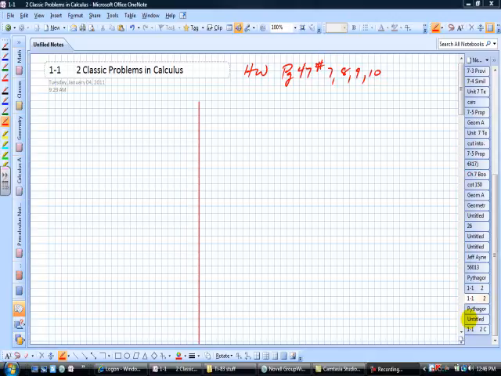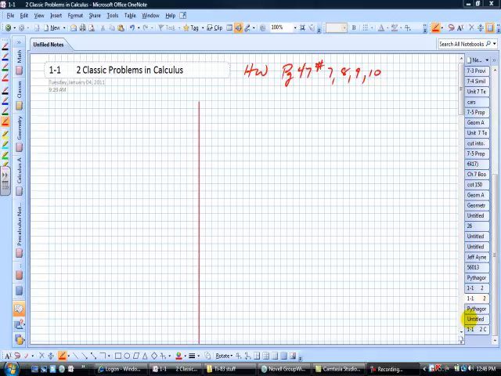We're going to be discussing the two basic classic problems in calculus. You remember, in calculus there are two basic branches. The first branch is called differential calculus, involving what's called the derivative of a function, and the second branch is called integral calculus, which is basically the inverse operation of the derivative, called the integral or the antiderivative.